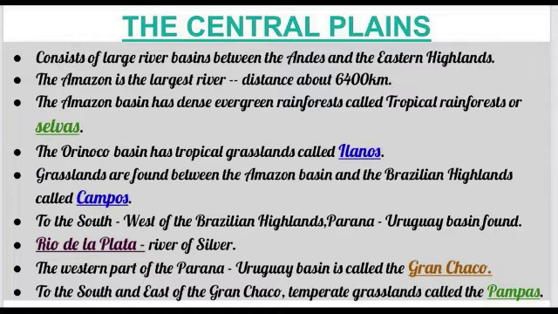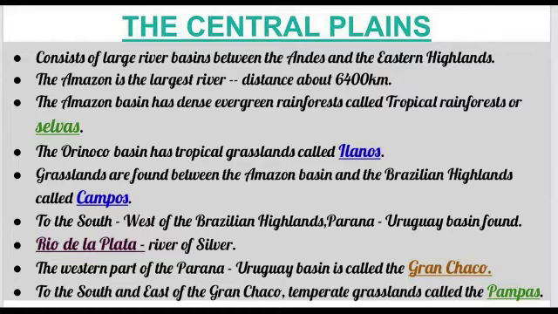And next one, the Orinoco basin. The Orinoco basin is separated from the Amazon basin by the Guyana Highland. The Orinoco basin has tropical grasslands, where short trees are there. This vegetation is called llanos. Next one, grasslands found between the Amazon basin and the Brazilian highland are called campos. It's also tropical grassland.